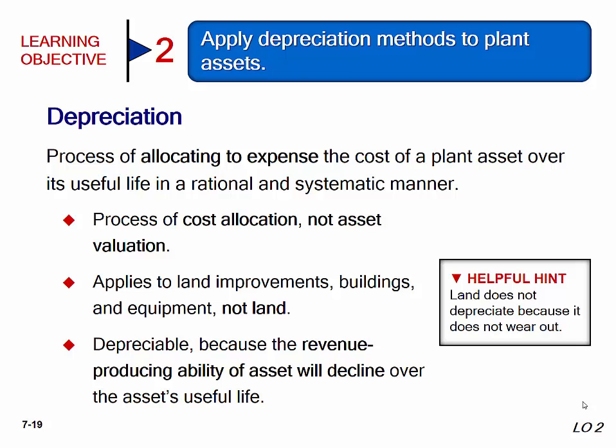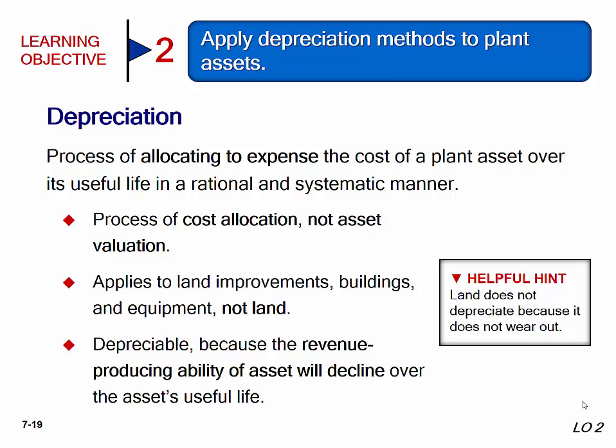We're now going to learn how to do the calculations as well as the journal entries for depreciation of property, plant, and equipment. As you can see here, Wiley is pointing out to us the definition for depreciation is that it is in fact a process of allocating to expense the cost of a plant asset over its useful life in a rational and systematic manner.